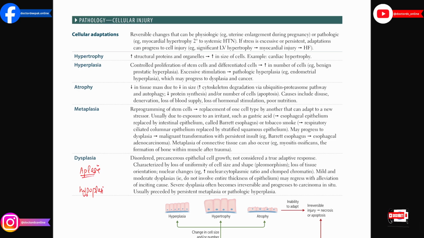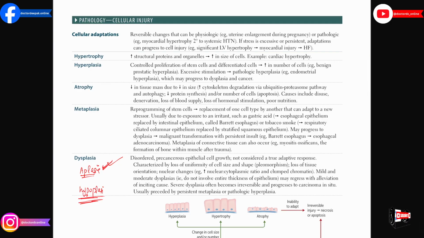Aplasia is basically a failure of cell production during the embryonic period. They can ask you in the exam to give an example, like unilateral renal agenesis. Unilateral renal agenesis means the person has only one kidney, and it is an example of aplasia. Hypoplasia means a decrease in cell production during the embryonic period. If it is a failure of cell production, it is aplasia. If it is a decrease in cell production during the embryonic period, it is hypoplasia. So that's all for today's class.